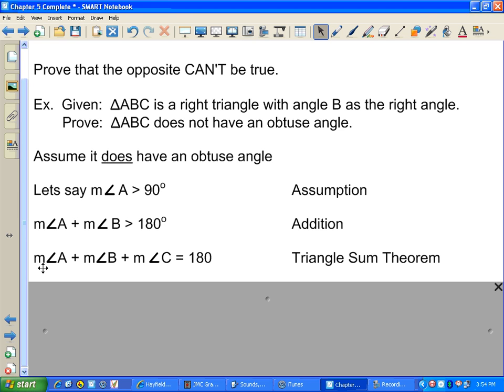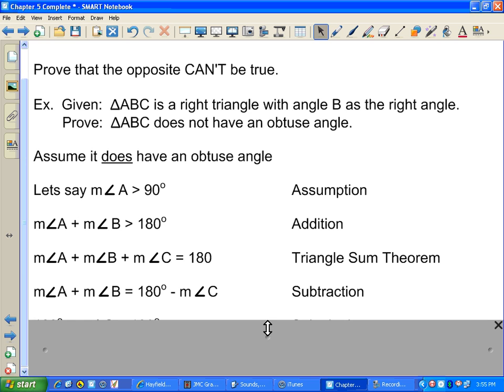But I also know that all three of my angles have to add up to be 180, because that's the triangle sum theorem. So I'm going to say that angle A plus angle B plus angle C equals 180. So hopefully you can already see what's happening here. I've got these two angles right here that are adding up to be bigger than 180 degrees. Well, it's supposed to take all three of them to equal 180. So I've already kind of got a contradiction here.